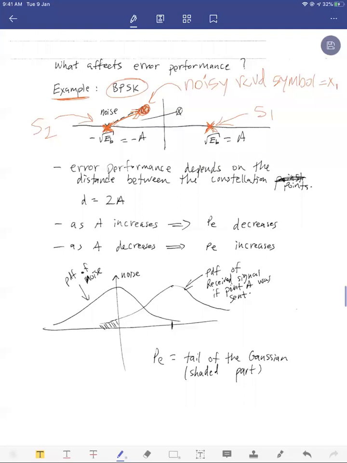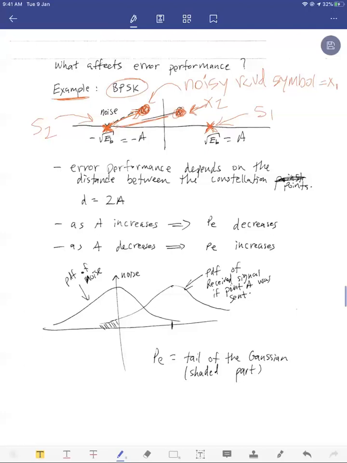Okay. Now, let's take another scenario. Suppose that I sent S2, but instead of receiving X1, I now receive a new point, X2. This is also possible, right? Because noise can push me around anywhere. So what would you decode X2 to be? If I receive X2, what would you say was sent? S2 or S1?